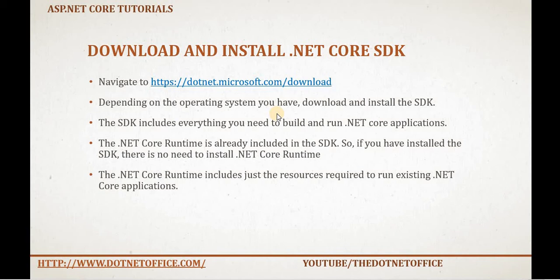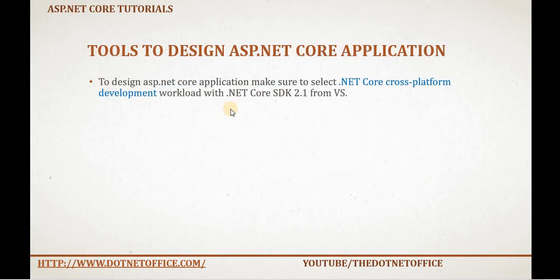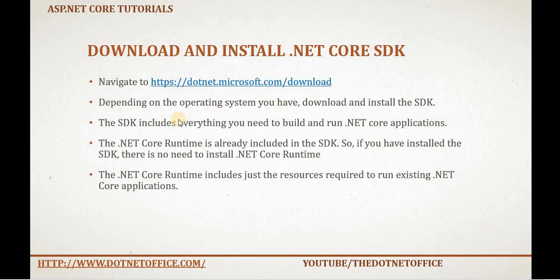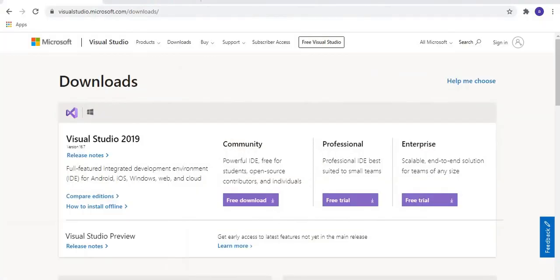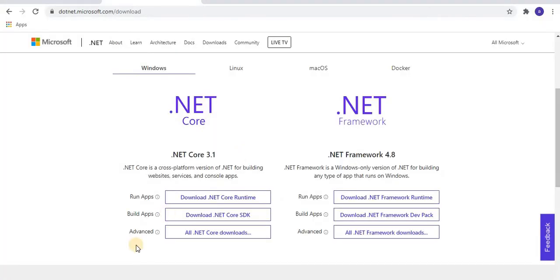And next is how we can install this .NET Core SDK. By default, when you install ASP.NET Core cross platform, it installs the SDK as 2.1, but we have to install the latest version, and currently it is 3.1, which I have installed in my system. So you can go to this URL, and from here you can download this Core SDK version, currently 3.1.